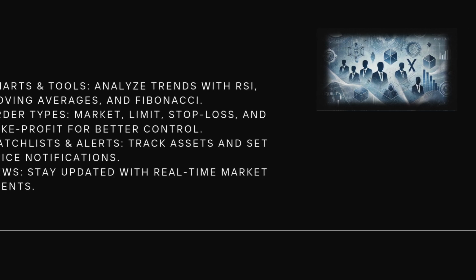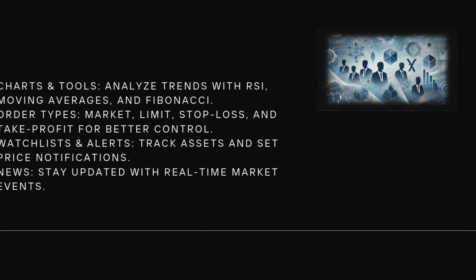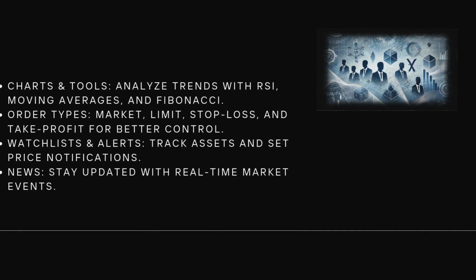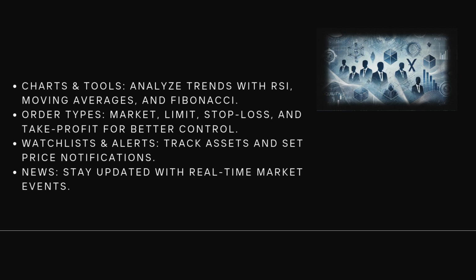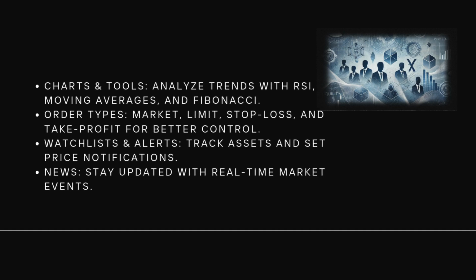Order types. Market orders. Execute trades instantly at the current price. Limit orders. Set a specific price for your trade to be executed. Stop loss and take profit. Manage risk by automating your exits.